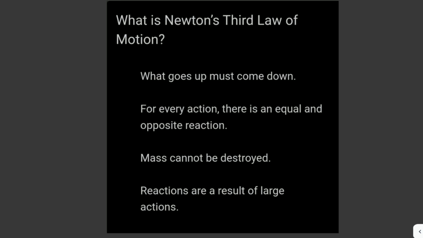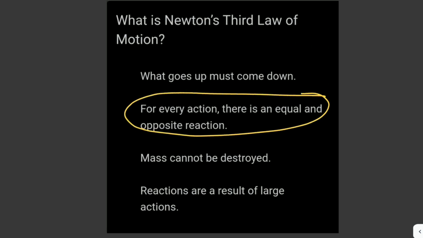What is Newton's third law of motion? So the statement that accurately and adequately describes Newton's third law of motion is, for every action there is an equal and opposite reaction. So this is the answer here. This is expressed mathematically as F_A equals the negative of F_B, where F_A is the force of an object A on an object B, and F_B is the force of object B on an object A.